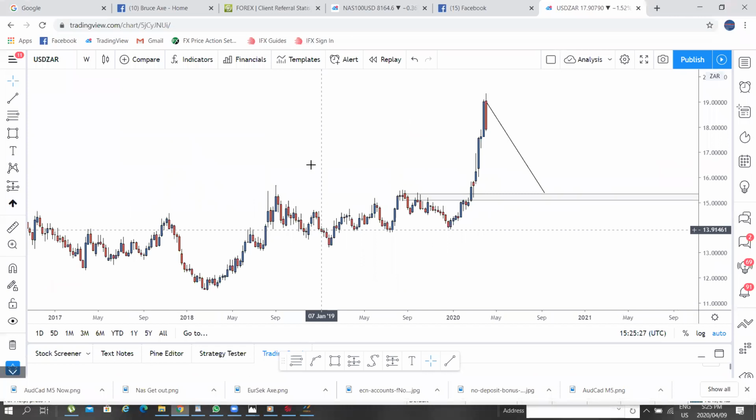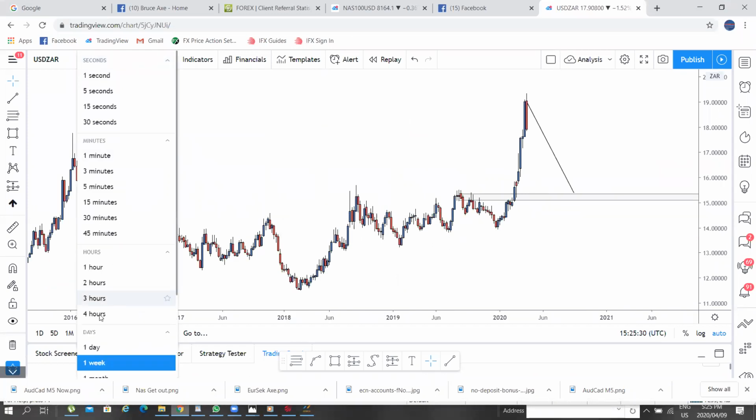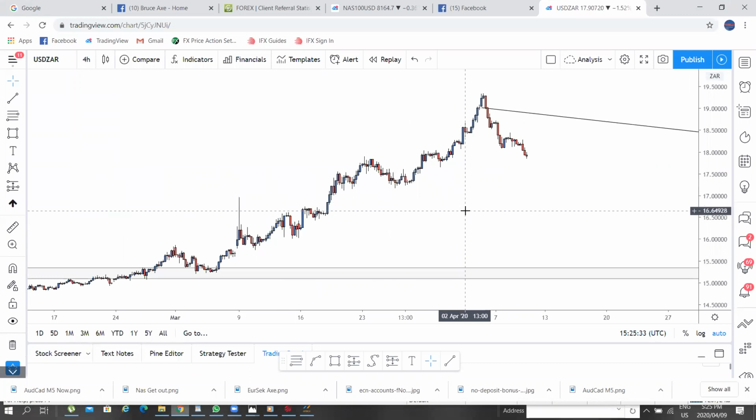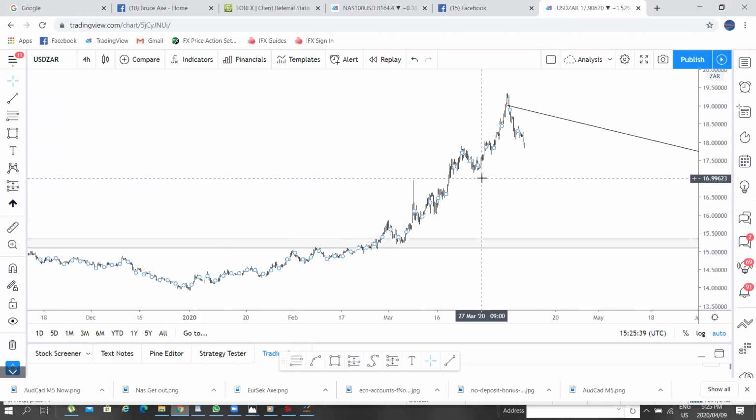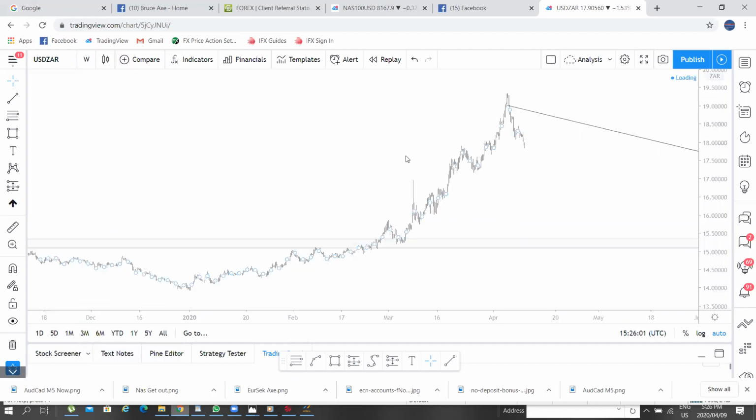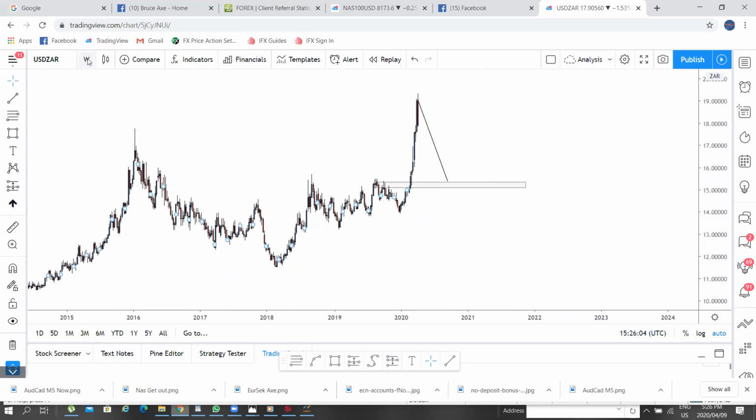On H4, look at this level here. Remember this level here? It's a weekly support, right? So we might be looking for price to reach that weekly support. We agree on weekly, right? Go back to weekly. You see, we agree on weekly. Go into H4.